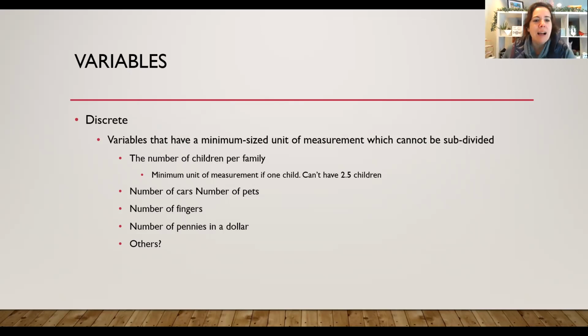Okay, so discrete variables. So again, whole numbers. Number of cars that you own, number of pets that you have. I have 2 dogs and a cat. Number of fingers. You can see these are discrete numbers. You have a whole number.